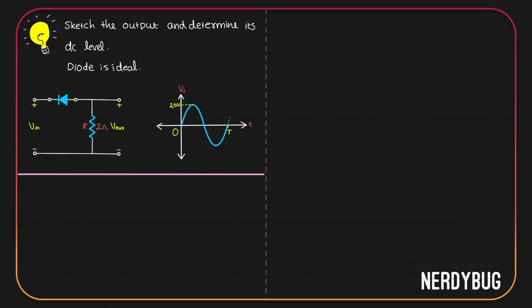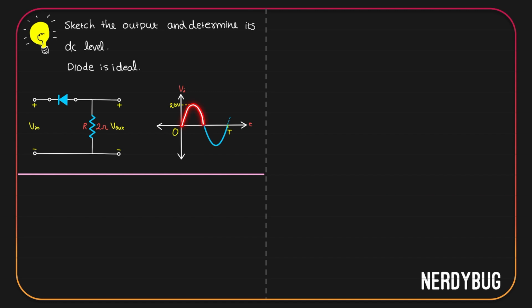Let us now solve a problem. We have to sketch the output and determine its DC level. Diode is to be considered ideal. This is our circuit. This is the input. This looks exactly like a half-wave rectifier, except the diode is in the other direction. It has N here and P here.